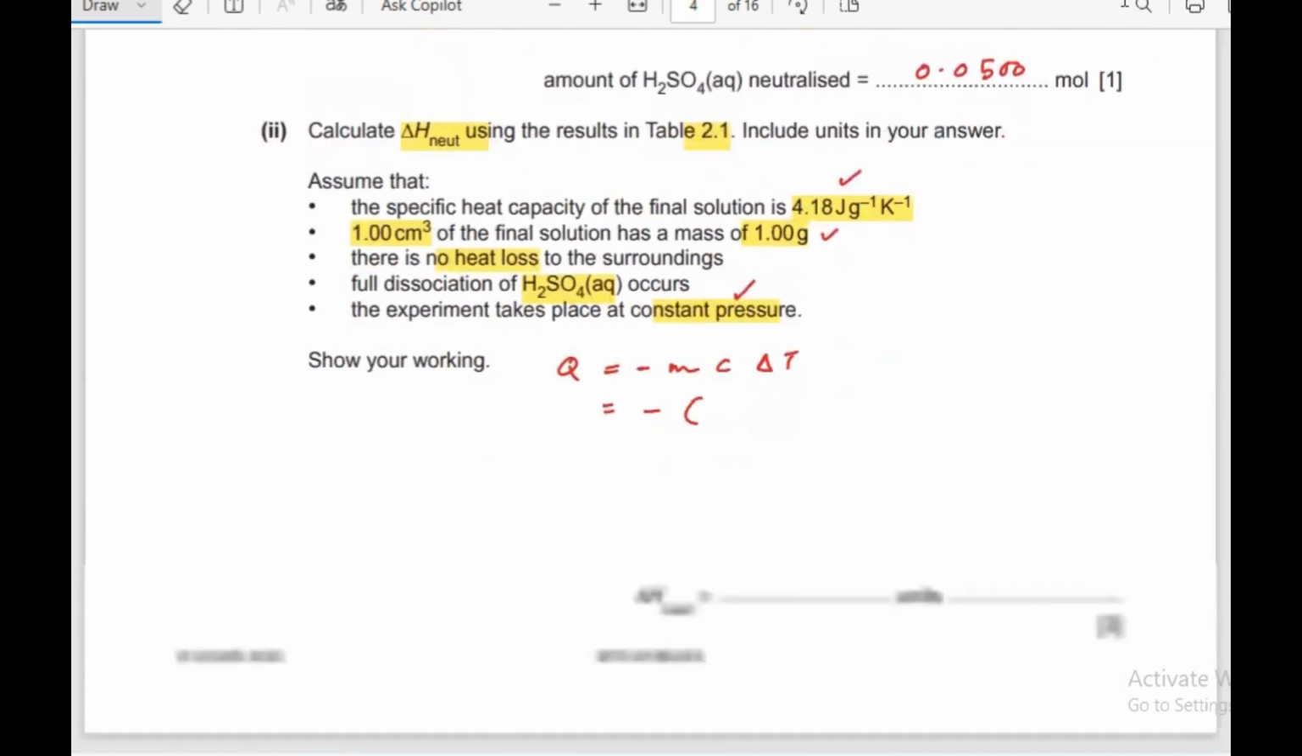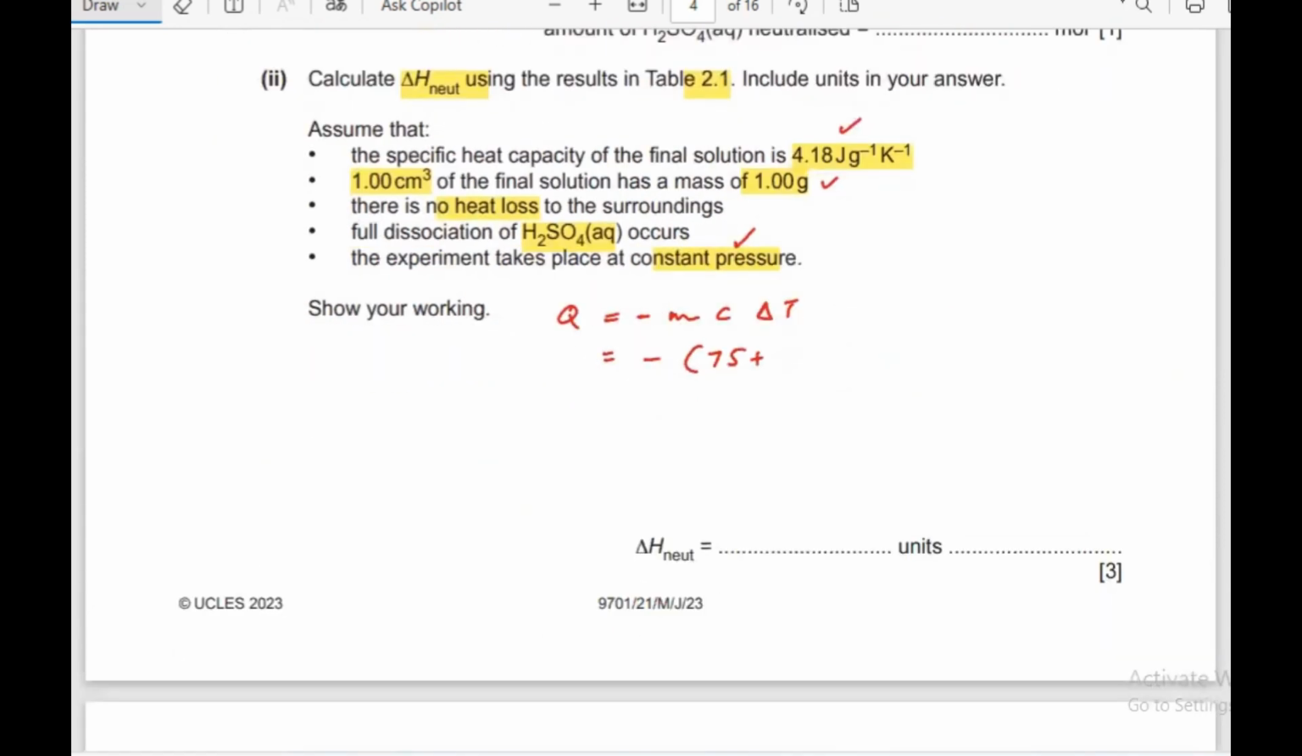So we have 75 for one substance plus 100 for the second, multiplied by 4.18 times the temperature change, which is 27.8 final minus 20.0. If we multiply this, we will get minus 5705.7. Now the units are joules because mass is in grams.